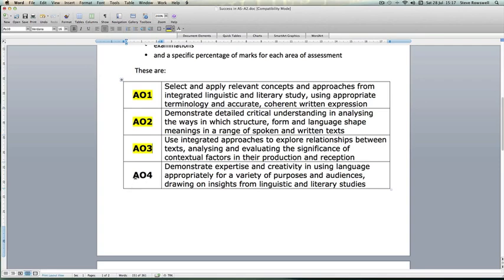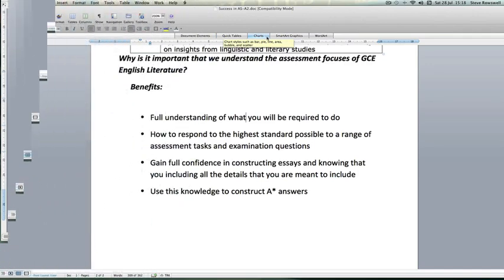And so on. AO4 looks at your ability to understand when those texts were written, the context. What influenced the writers in their writing? Who were they reacting to? What was the purpose of their writing linked to the social, political, historical factors of the day?